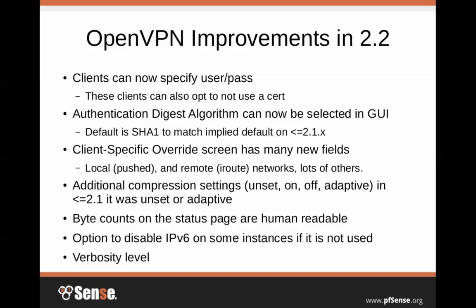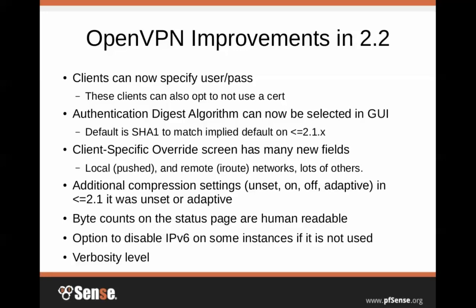There's now an option in the GUI to select the digest algorithm, similar to what IPsec has. The default in 2.2 is SHA-1 because that's the default in OpenVPN, so don't get confused there. On the older versions, 2.1 and before, it used SHA-1 internally, even though we didn't specify it. So leave the 2.2 GUI on SHA-1 unless you explicitly change it on both sides to something else.